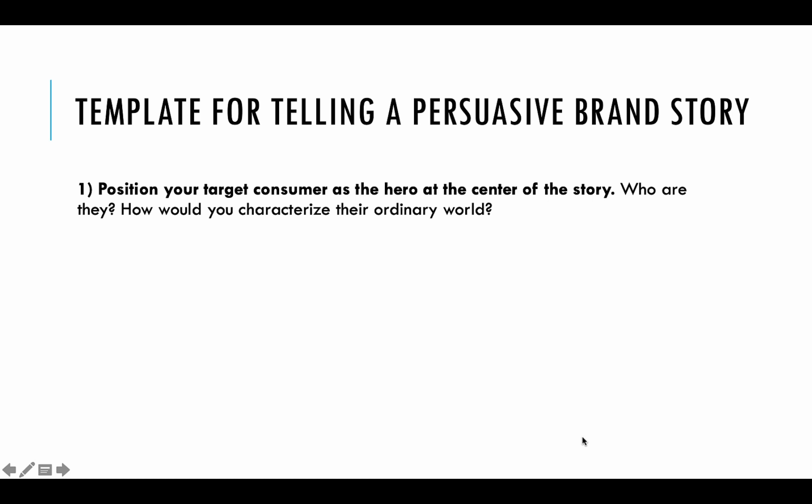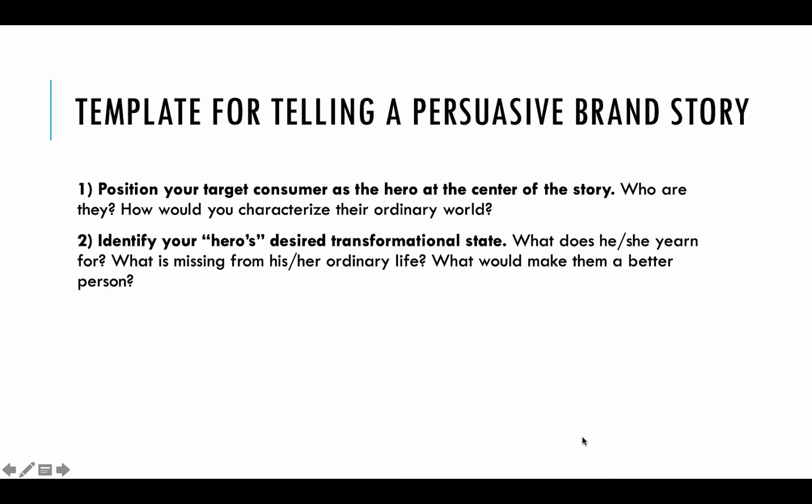So first, you want to position the target consumer, or whoever the protagonist is, whoever the character is, at the center of the story. They're the quote-unquote hero. Who are they? How would you characterize their ordinary world? What do they want? Get a little bit of insight into the character so that people become interested and want to follow them across the story journey. Then, what is it that they want to do more specifically in this story?